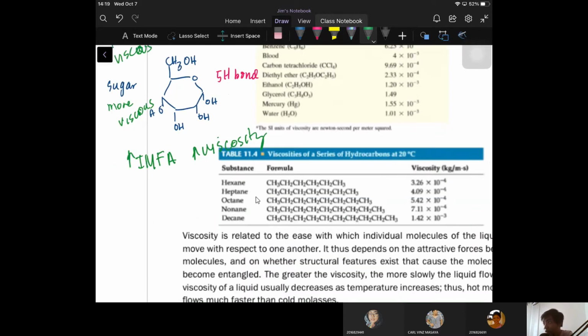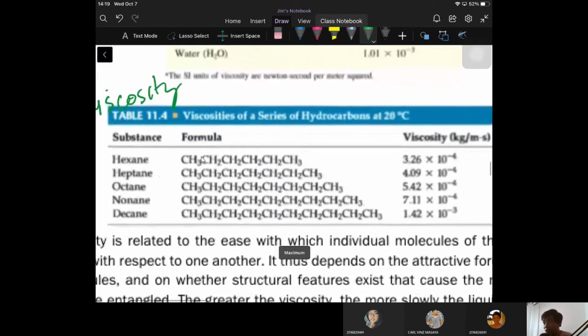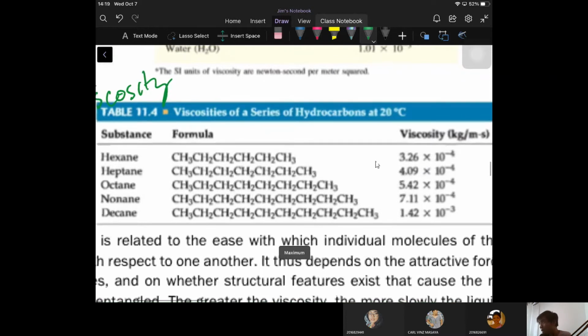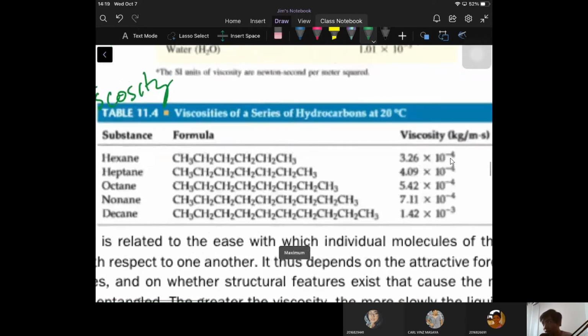Well, let's have this one. So, these are the different hydrocarbons, no? Hexane, heptane, octane, nonane, decane. So, octane, ito yung nasa gasolina. Malapot yung gasolina, di ba? Hexane, parang tubig lang yan, no? So, ano yung nangyayari dito? So, as you can see, habang dumadami yung carbon atoms natin, from hexane to decane, ano nangyayari sa viscosity? Tumataas, no? So, this is 3.26 times 10 raised to negative 4.